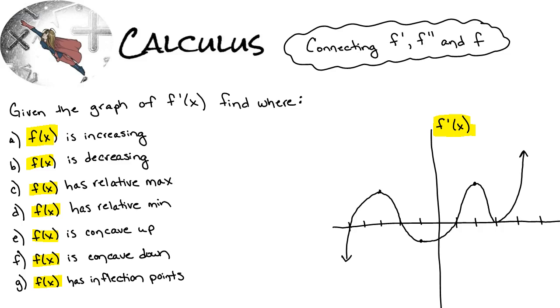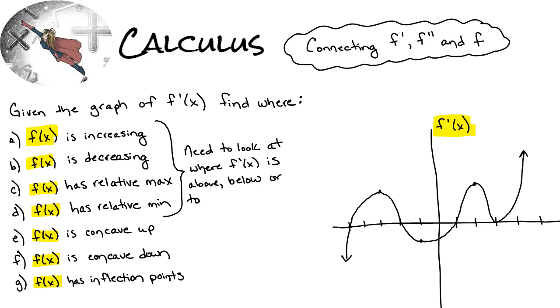All of these first group of questions where it's asking about increasing, decreasing, maximum, minimum, when you're looking at f prime, you need to look at where f prime is above, below, or touching the x-axis. That is all you're looking at when you are looking at f prime and answering those four types of questions about f. Okay, so let's take a look at f prime.